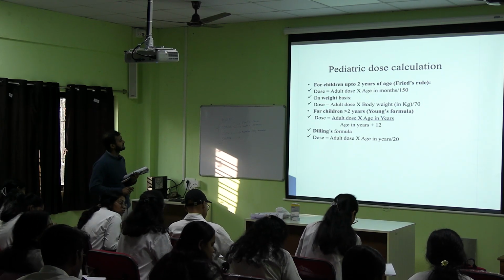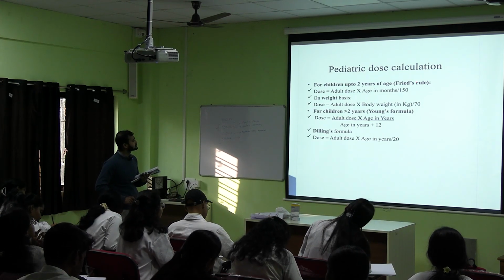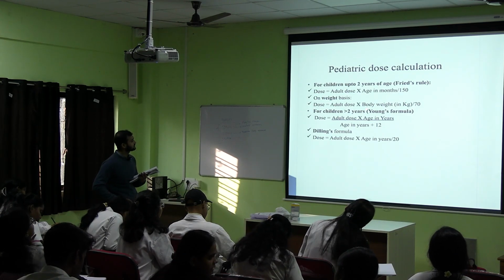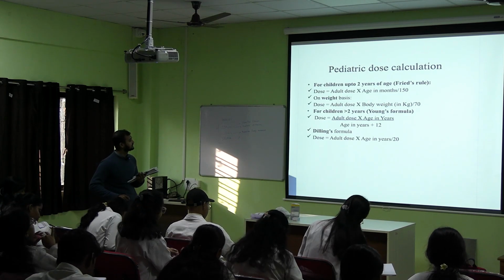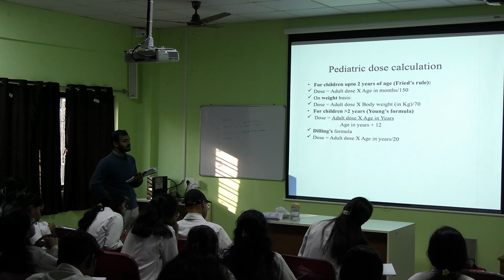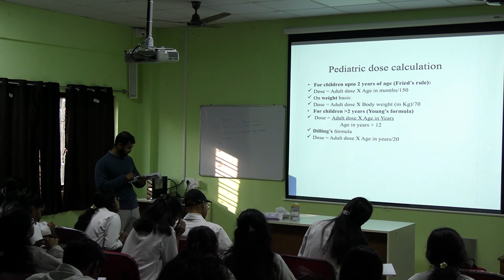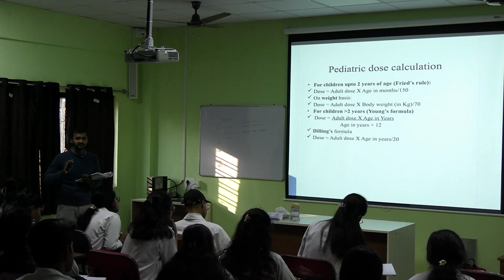Here I am just repeating what I told. This is the most commonly used, this Fried's rule. Because the weight of the patient is given here, if I take this formula, calculate the adult dose and put it in the formula, it comes around 252 milligram per day. Any confusion? Others?